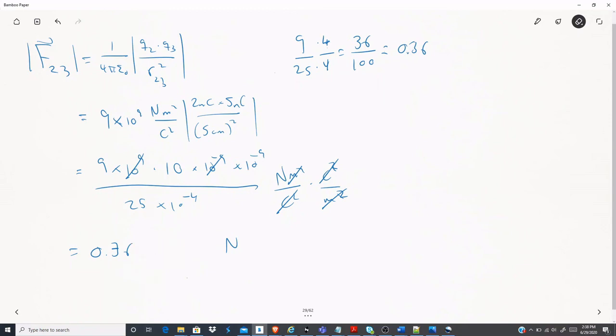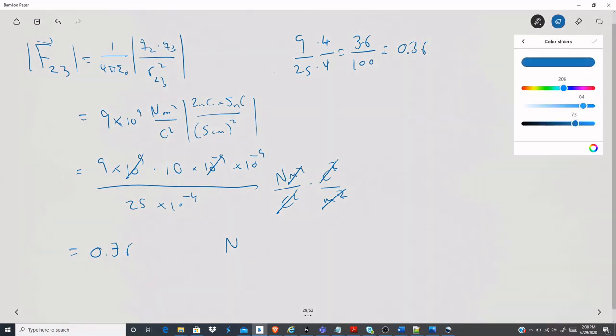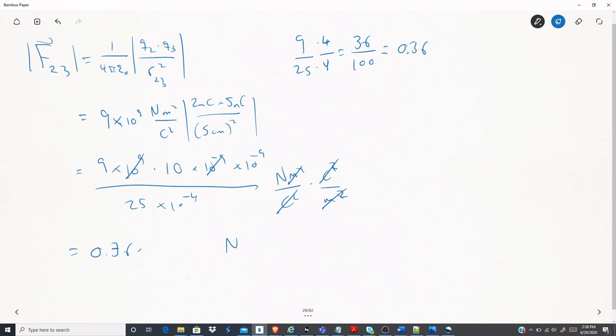So what happened? If I go back, I have times 10 to the first power from this guy, plus 4, because this negative 4 was in the denominator, minus 9 from this guy. 1 plus 4 is 5, so this is going to be a 5. Minus 9 is negative 4, so I have 0.36 times 10 to the negative 4 newtons, which is 3.6 times 10 to the negative 5 newtons.